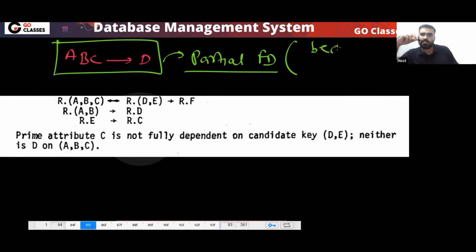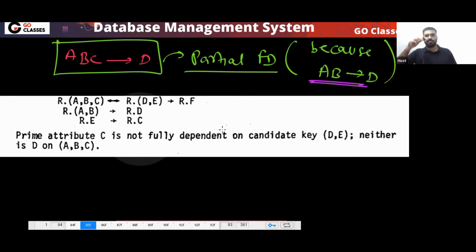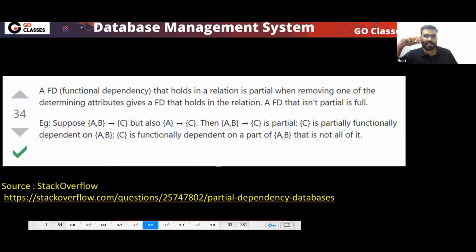Why? Because you can notice AB itself can determine D. AB is enough. So this is partial functional dependency because you don't need the entire LHS. So that is the definition of partial and full functional dependency. Is this clear?